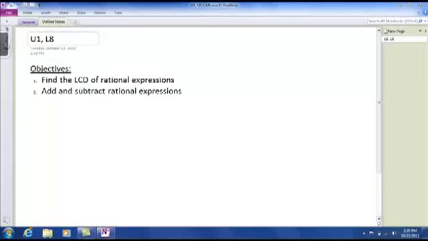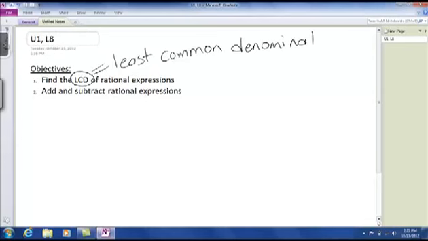Okay, Unit 1, Lesson 8. We're going to find the LCD of rational expressions, and of course, LCD we know means least common denominator. So we're talking about finding the smallest possible denominator when we're looking at two separate fractions that each of the fractions could share. And then we're going to add and subtract rational expressions.